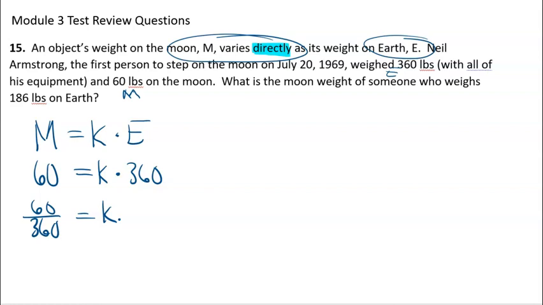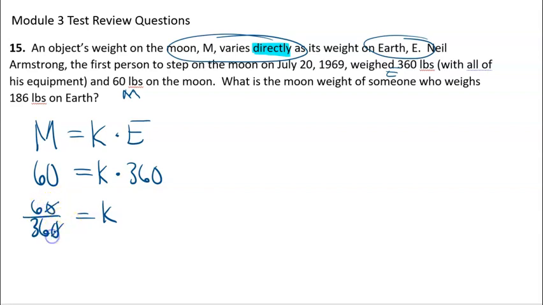My calculator said error because I typed it in wrong. 60 divided by 360, okay, is 0.1666667. Now, I get bothered when I have to round too much, and I don't like this. So you know what I'm going to do instead? I'm going to simplify this fraction to lowest terms.